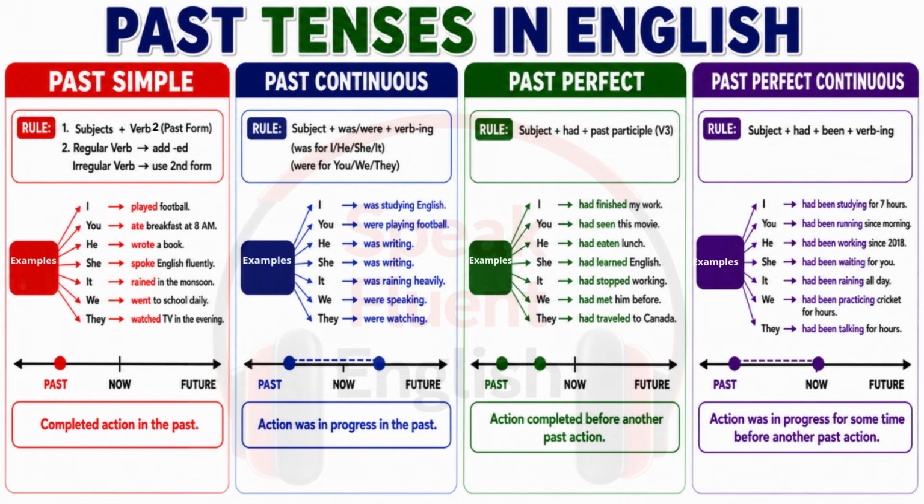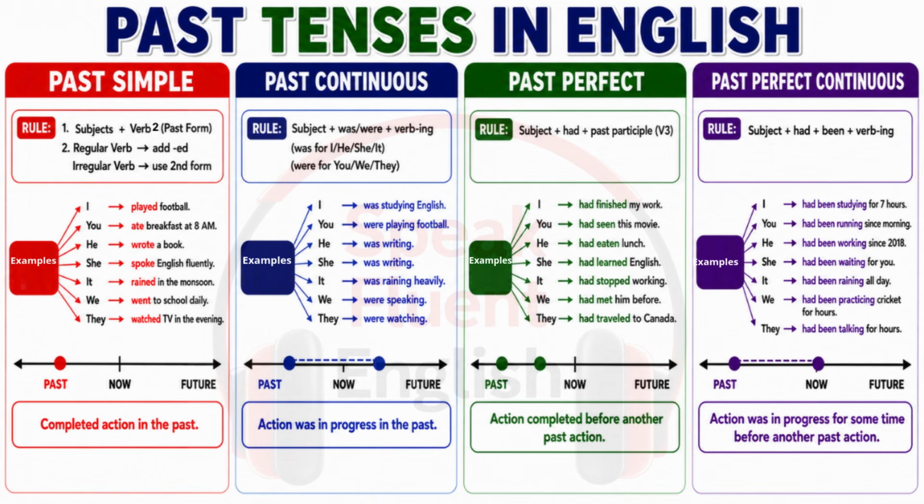You were playing football. He was writing. She was writing. It was raining heavily. We were speaking. They were watching TV. This tense helps us describe actions that were not finished in the past at a specific moment.